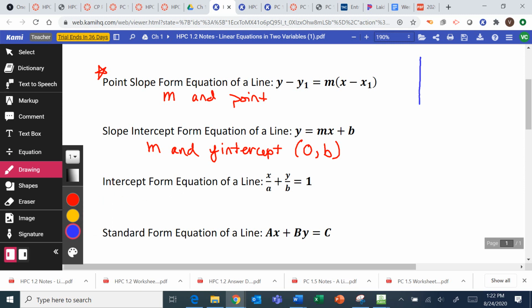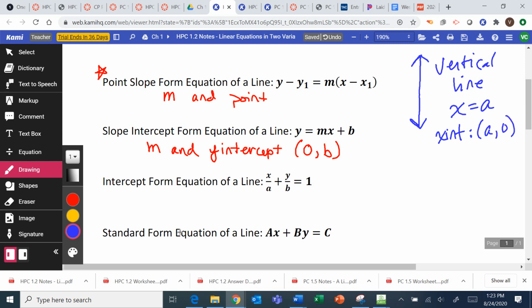So the one line that is kind of an exception to the rule, that does not have a slope and does not have a y-intercept, is a vertical line. If I ask you for the equation of a vertical line, you won't be able to write it in a bunch of different forms. The only way we can write a vertical line equation is x equals a number. You will have an x-intercept, but no y-intercept.